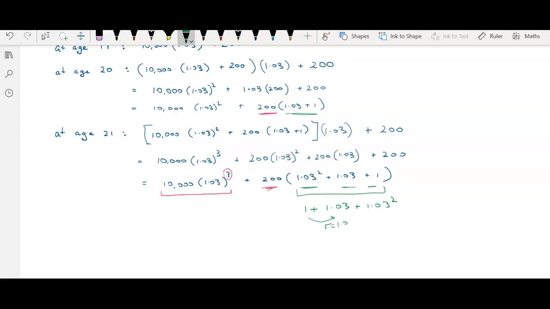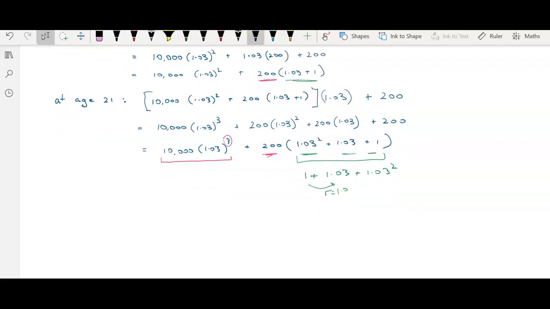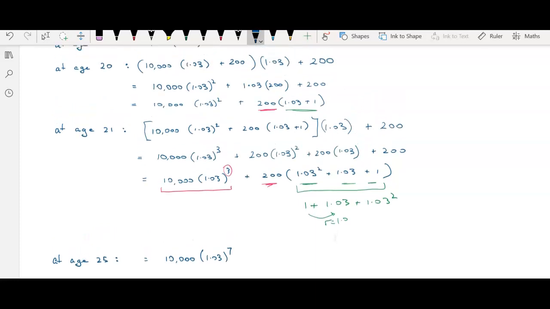All right, so we're going to project now to age 25, because that's what we want. We want to know how much he is going to collect at age 25. Okay, so let's see. What do you think? Let's work it through. We'll just project through to age 25. It's another 4 years on, so that 3 is going to become 1.03 to the power of 7, would you say?